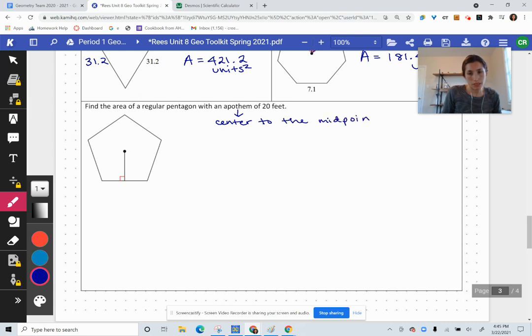That's what the apothem is. It's the triangle height, essentially. So I'm going to put a 20 here on this diagram, and I'm going to draw this little half triangle in here.